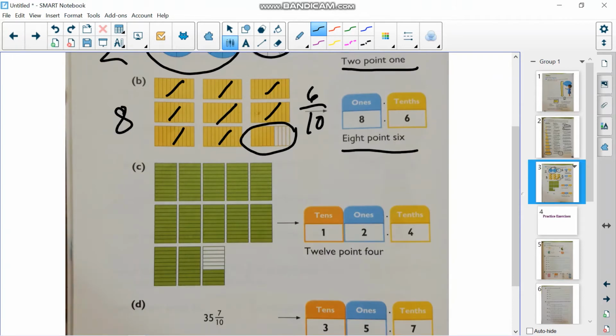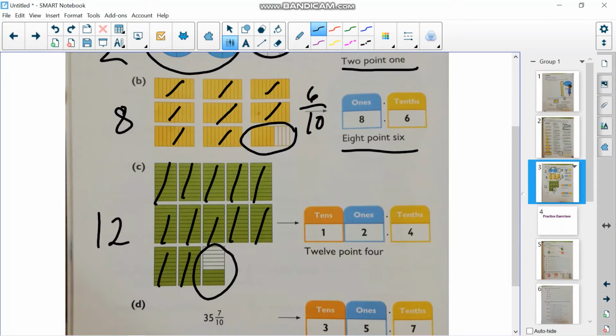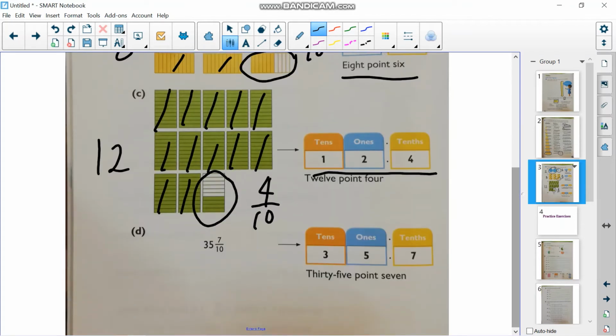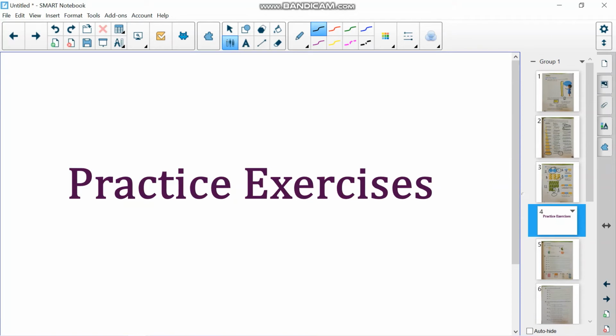Letter C. Let's count the rectangles that are completely colored. That makes our whole number 1, 2, 3, 4, 5, 6, 7, 8, 9, 10, 11, 12. So we have 12. And there's one rectangle wherein there are only 4 parts colored out of 10. So that is 12 and 4/10. And in decimal, we write it as 12.4. Now for letter D, we only have a numeric fraction here, 35 and 7 tenths. So we write that as 35.7.